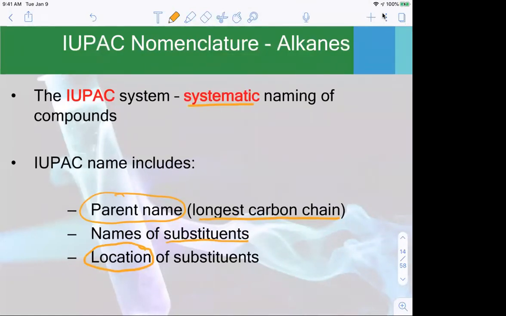We saw before in our constitutional isomerism discussion that I could have something that was connected to the 2 carbon or something that was connected to the 3 carbon. This is a 1-carbon branch called a methyl group, but I have to be able to distinguish where it's located. Is it on the 2 or is it on the 3 carbon of my longest chain? So the location of substituents is going to be extremely important in writing out the systematic IUPAC name.